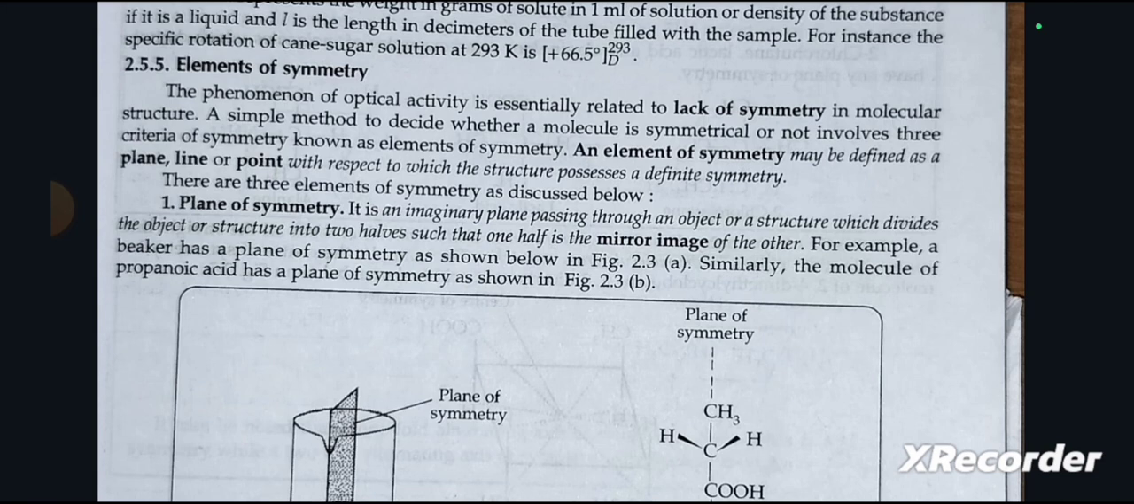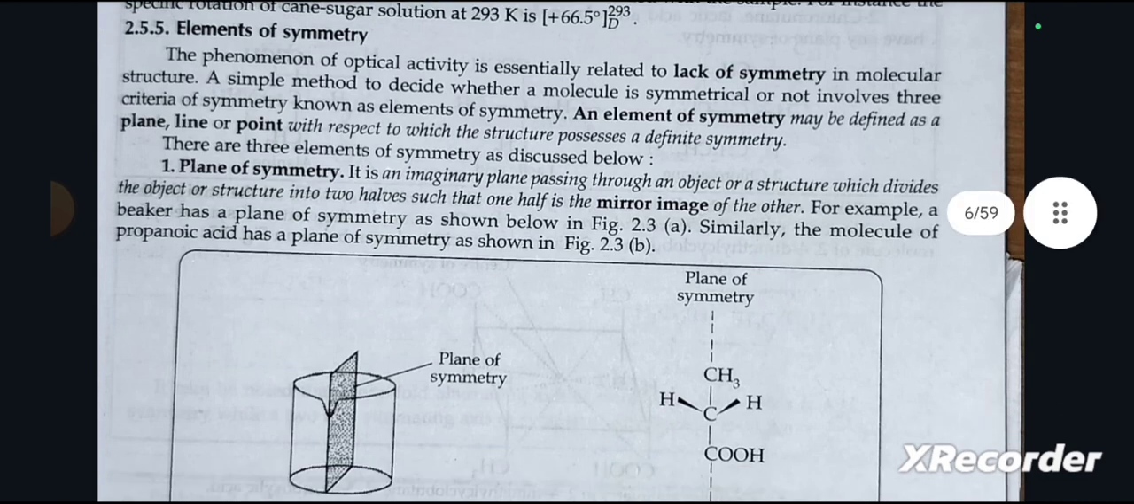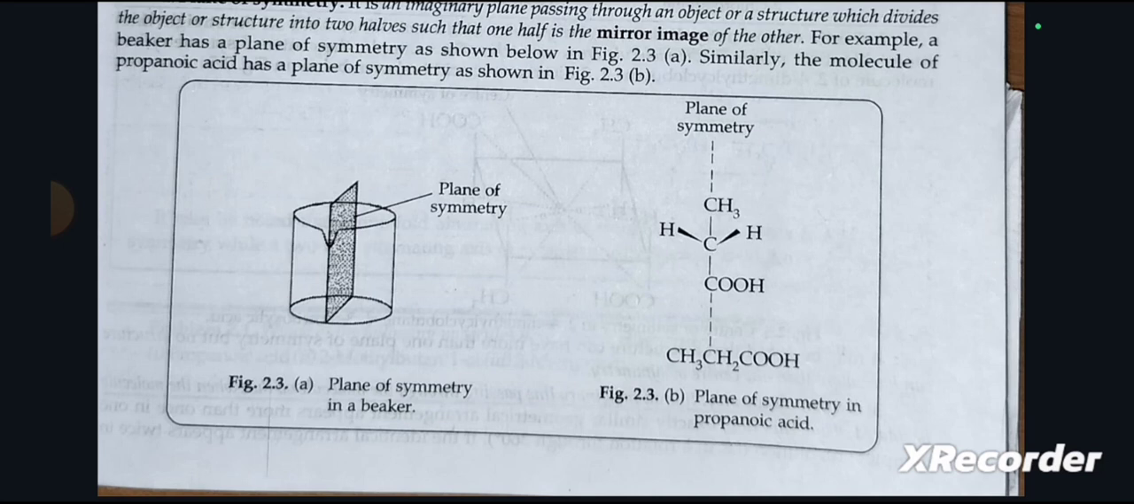First, plane of symmetry. It is an imaginary plane passing through an object or a structure which divides the object or structure into two halves, such that one half is the mirror image of the other. For example, a beaker has a plane of symmetry as shown below in figure 2.3a. Similarly, the molecule of propanoic acid has a plane of symmetry as shown in figure 2.3b. Figure 2.3a, plane of symmetry in a beaker. Figure 2.3b, plane of symmetry in propanoic acid.